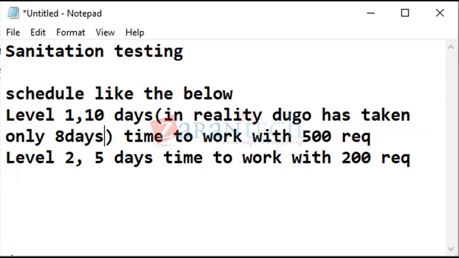Without wasting your time, you are going to work on the next 200 requirements. You are working with the next level of requirements, which is set to be sanitation testing. Sanitation testing. You got my point, right? You understood, right?